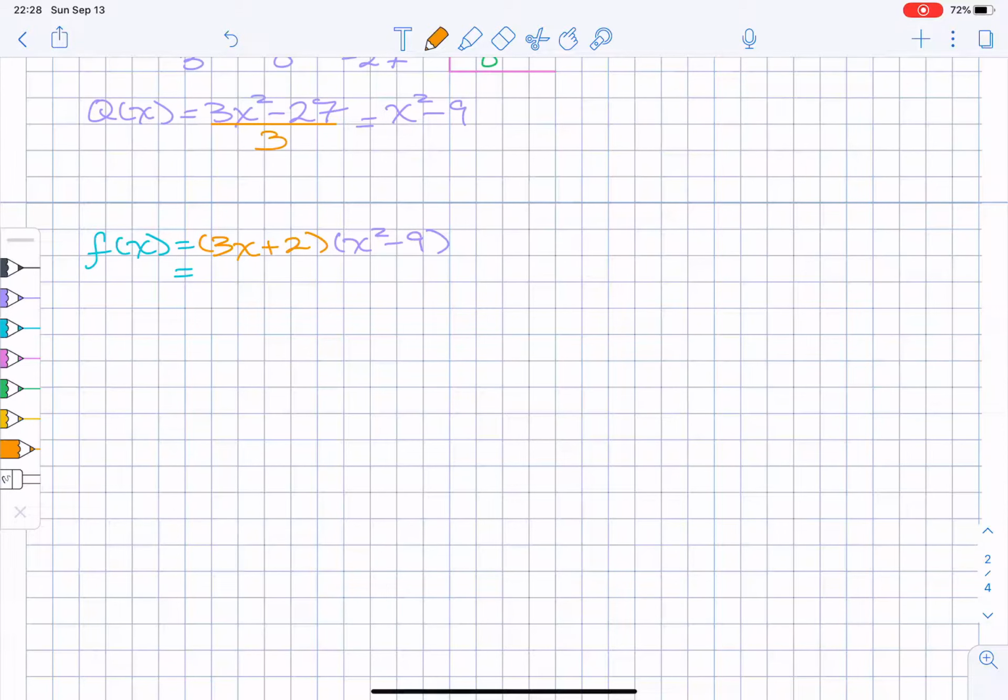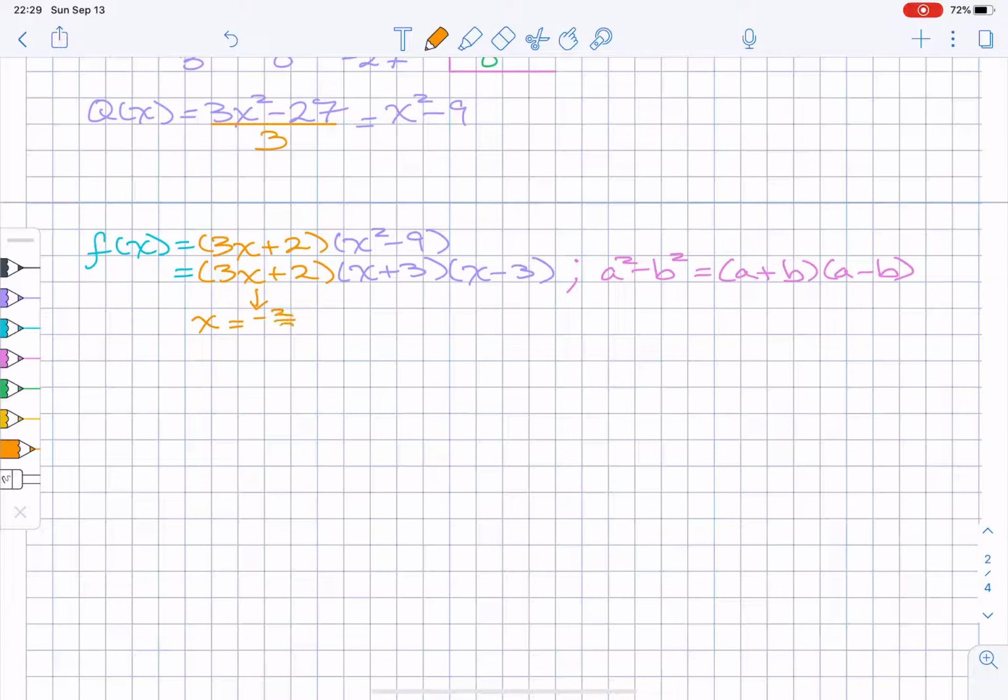So we can factor that difference of squares as x plus 3 times x minus 3. And that comes from the difference of squares because a squared minus b squared factors as a plus b times a minus b. Okay, so given that, we have that the roots are going to be x is negative 2/3. We already had that one. x is negative 3. And x is positive 3. So these are the roots.